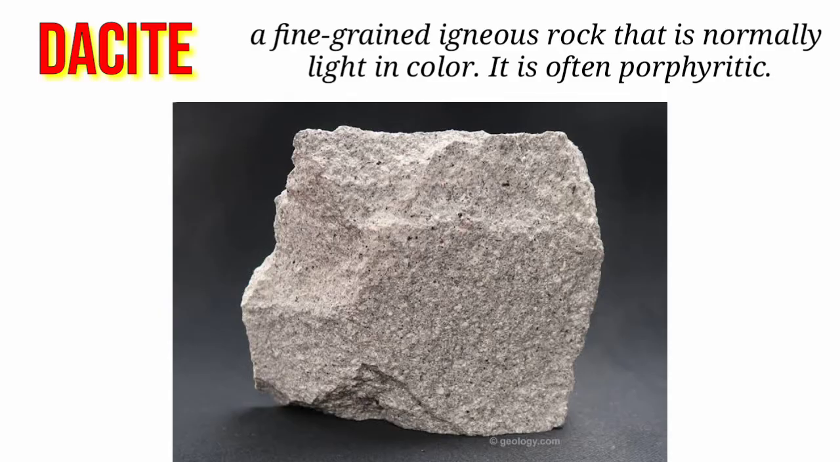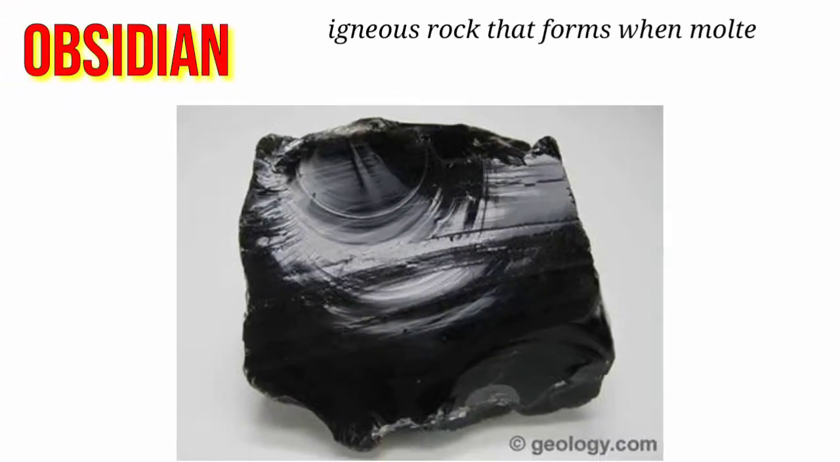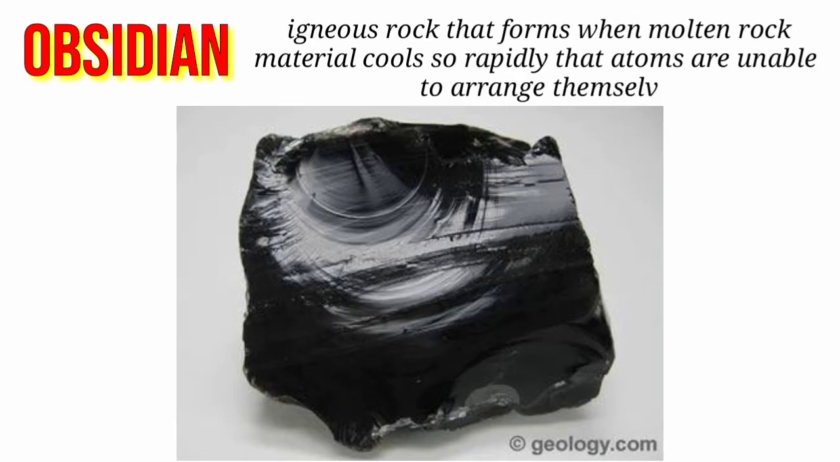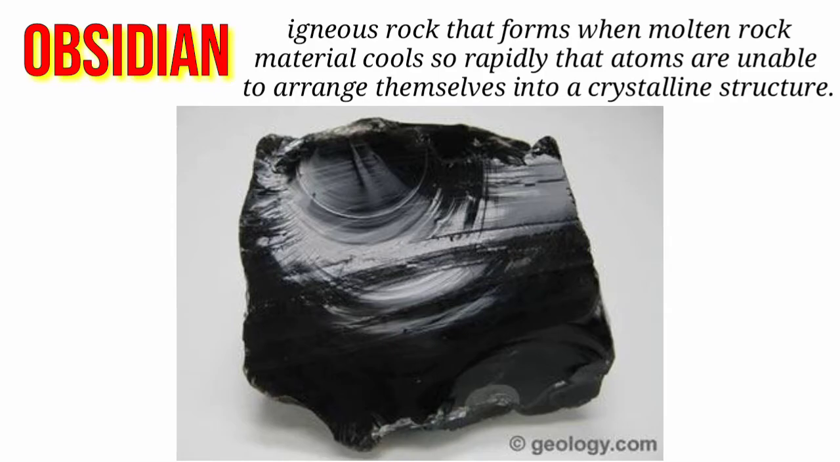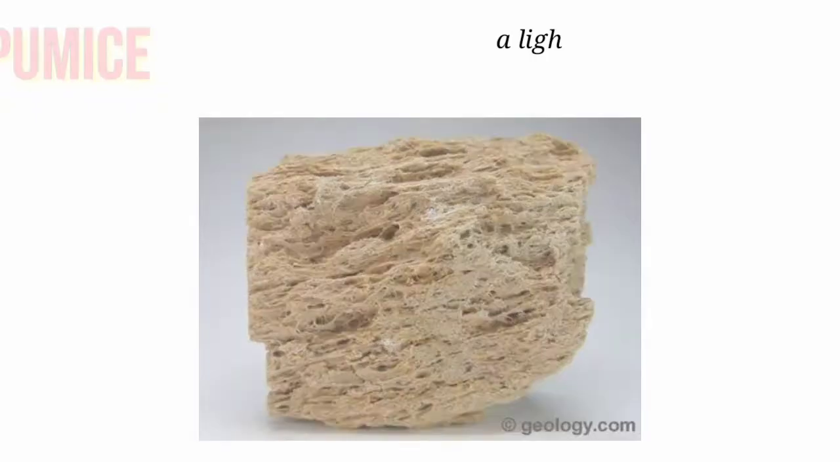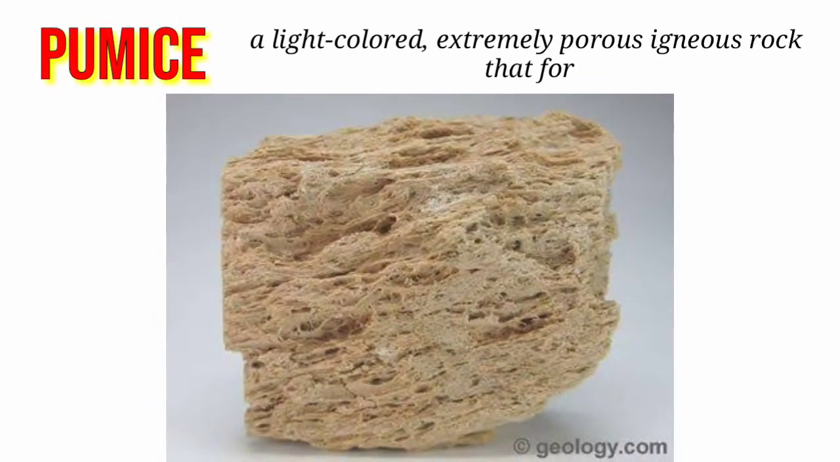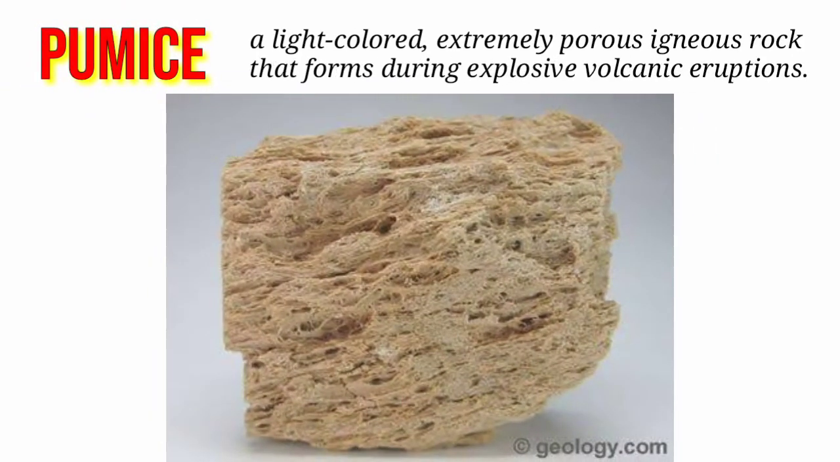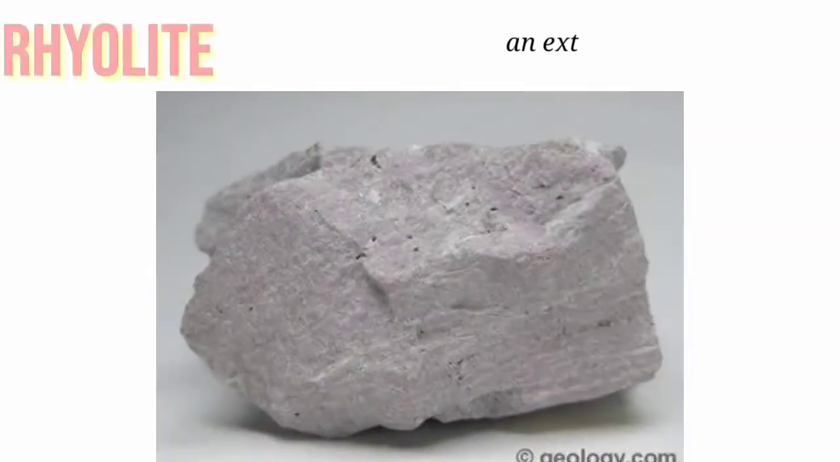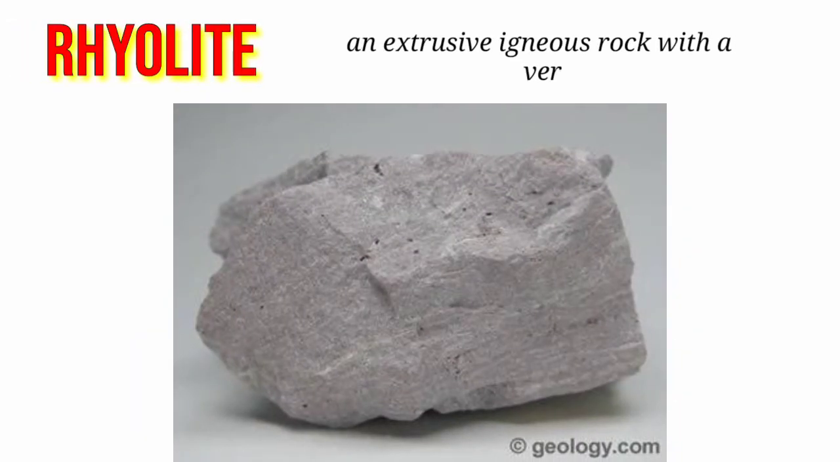It is often porphyritic. Obsidian, igneous rock that forms when molten rock material cools so rapidly that atoms are unable to arrange themselves into crystalline structure. Pumice, a light-colored, extremely porous igneous rock that forms during explosive volcanic eruptions. And rhyolite, an extrusive igneous rock with a very high silica content.